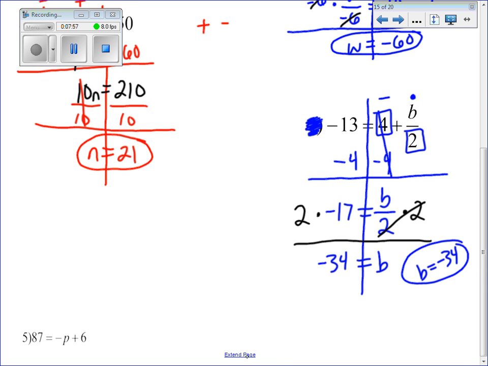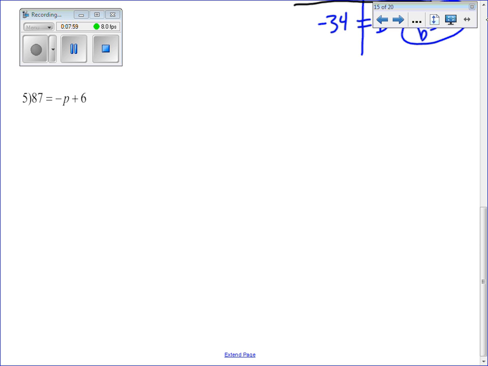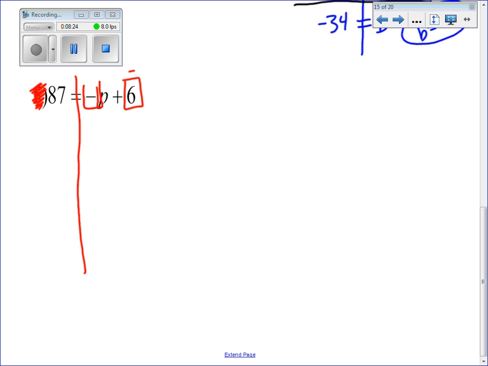Okay, our last problem. Make this a little bigger. Example number 5. Again, the variable is on the right-hand side, but also notice we need to get rid of the 6. The way we're going to do it, it's currently being added, so the opposite of that is subtraction. But remember, whenever you have a negative variable like that, that really means negative 1 times that. So now we've got to get rid of the negative 1 as well. If it's negative 1 times, the way we do that is through division.